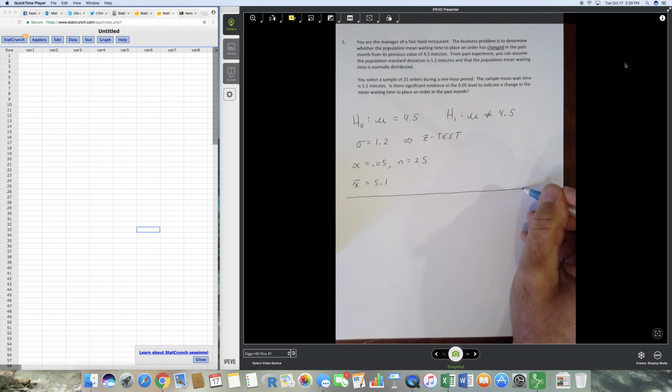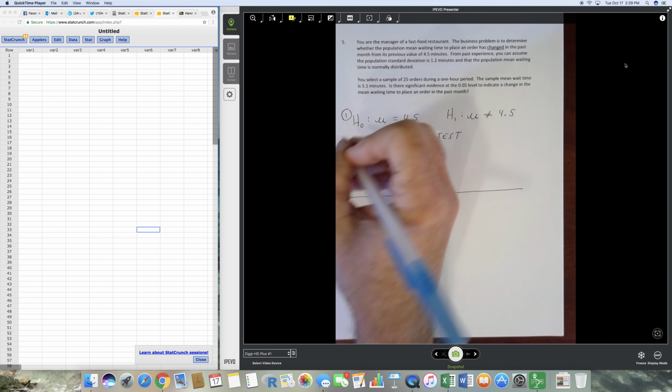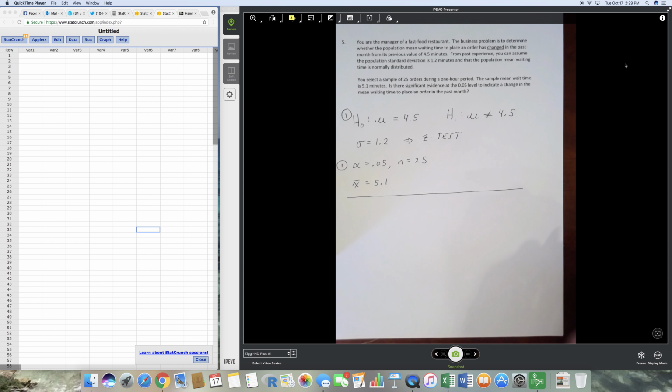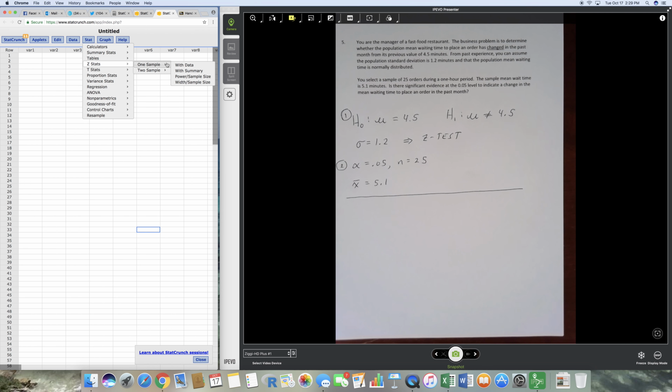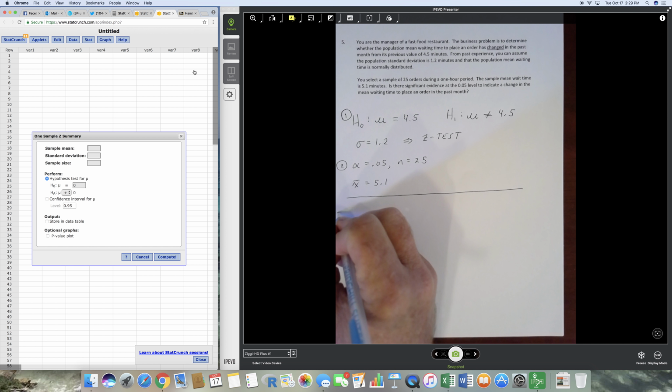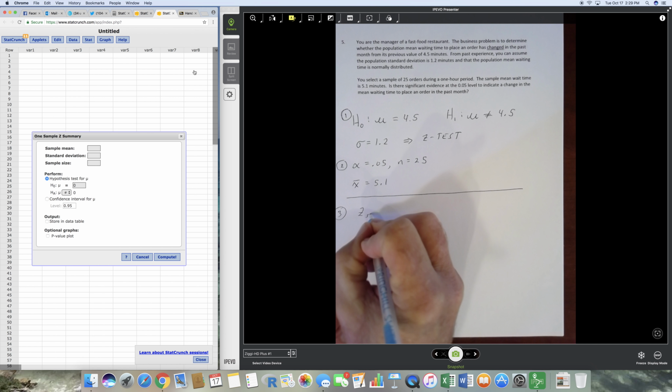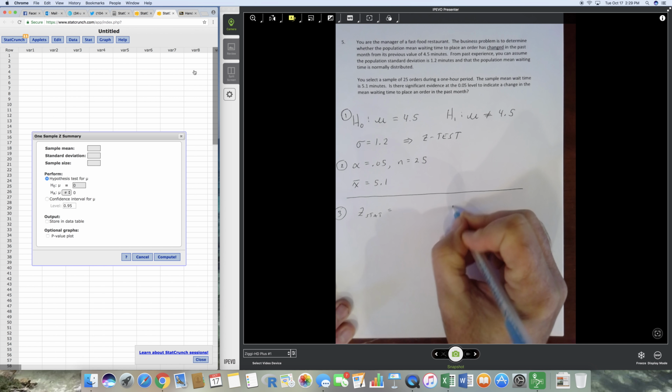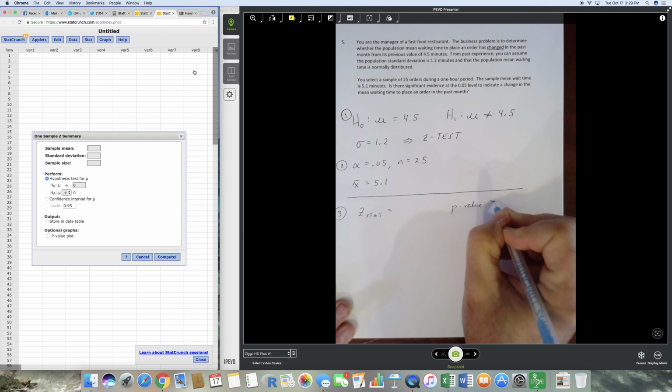Okay, so what we have here is just like before. First, we set up the null and alternative hypotheses, and second, we set the standard of our test at 0.05, with sample size 25. We're going to use the z-test, so I'm going to go to Stat, Z-Stat, one sample with summary. And what am I looking for here? The third part: I'm looking for the z-stat and my p-value.